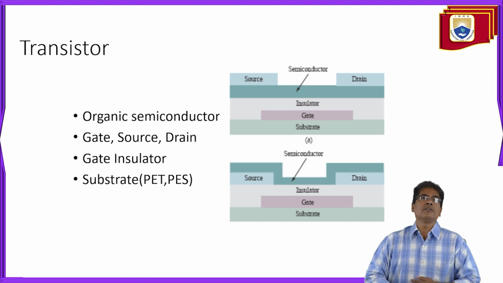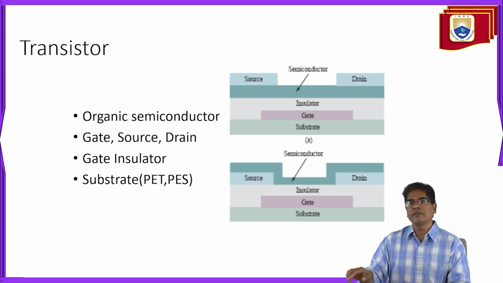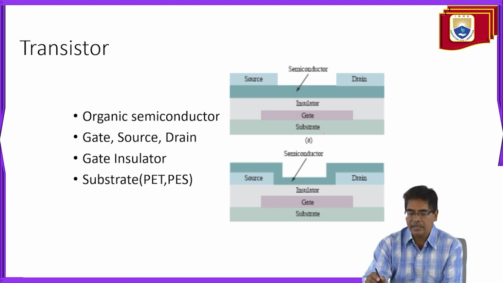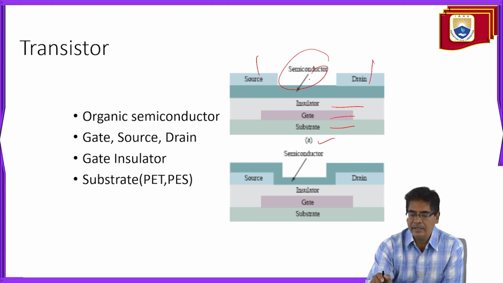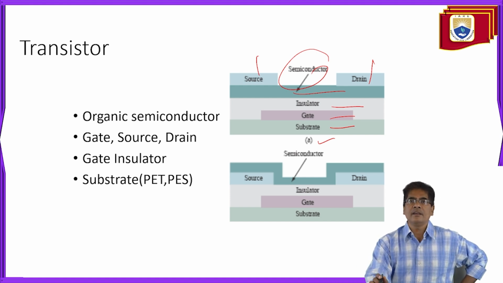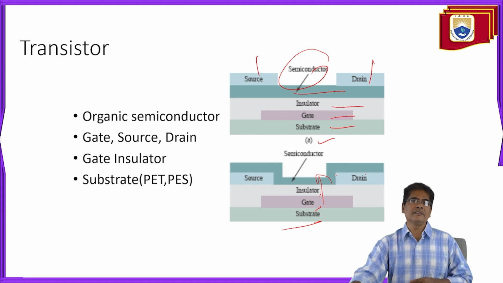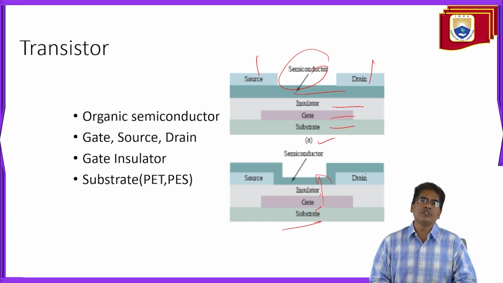And we have the transistors: the organic semiconductor, the gate, source, drain, gate insulator, and substrate, that is PET or PES. Here we have the semiconductor, the substrate, the gate insulator, and drain and source, and the semiconductor is sandwiched between them. Whereas in this other case, we have the source, the drain, the insulator, the gate, and the substrate. On this substrate, all these materials are fabricated.